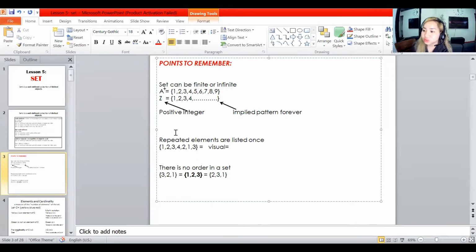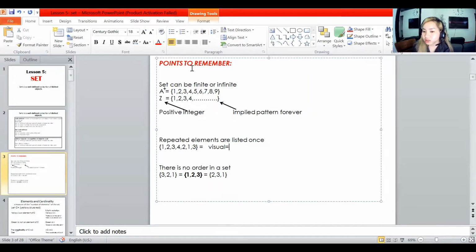Again, points to remember lang po ulit, repeated elements are listed once. So sa set po natin, lahat ng elements na naulit ay nililista lang or inilalagay lang as 1. For example, we have 1, 2, 3, 4, 2, 1, 3. And as you can see, yung 1 natin, dalawang beses inulit. Yung 2, dalawang beses din siyang present dito sa loob ng set. And then yung 3, dalawang beses lang din. Yung 4 natin, isa lang po.